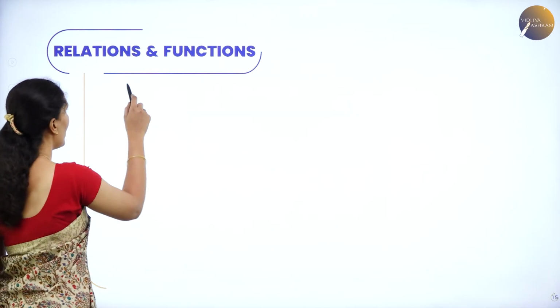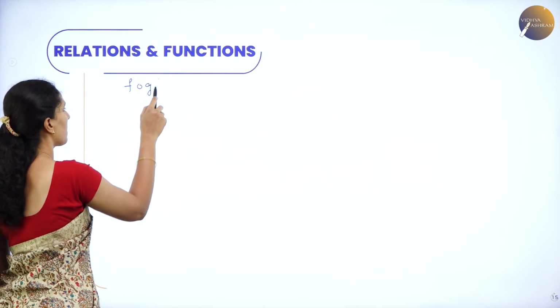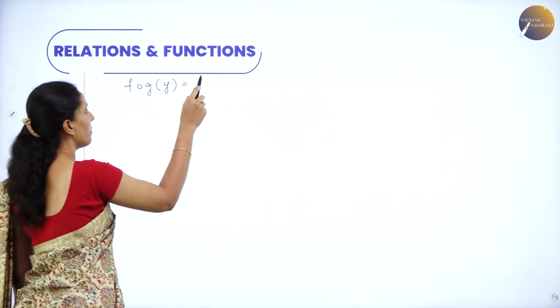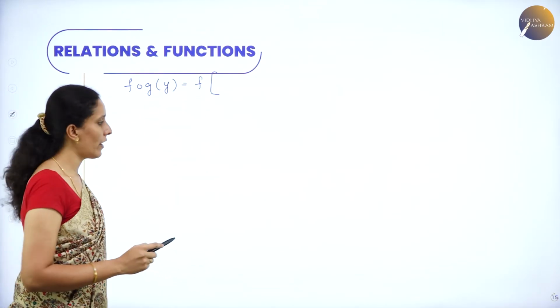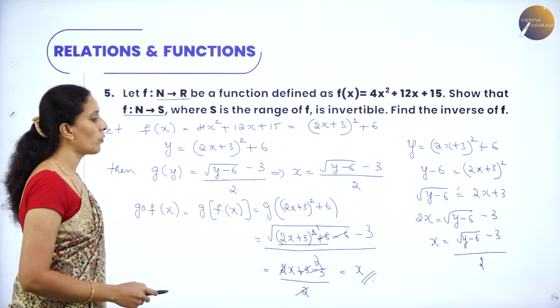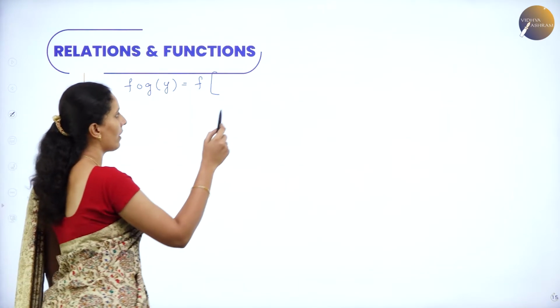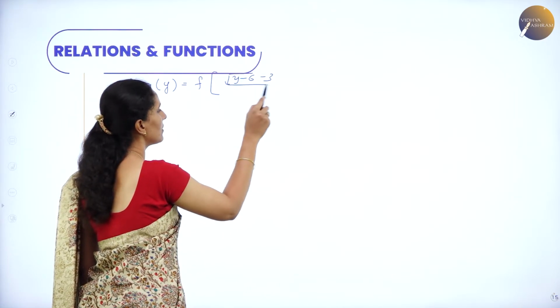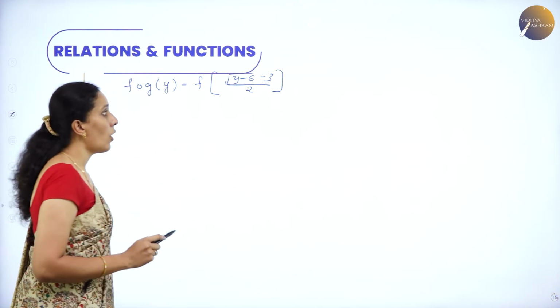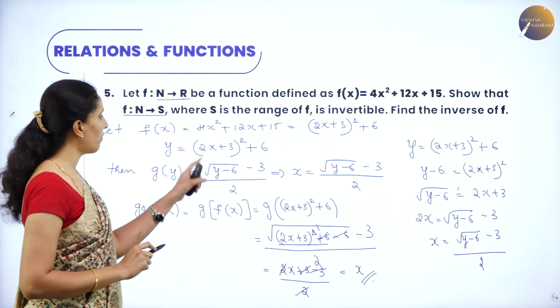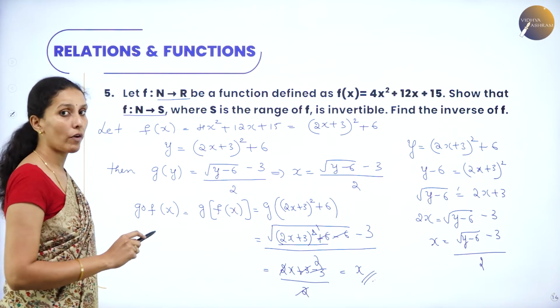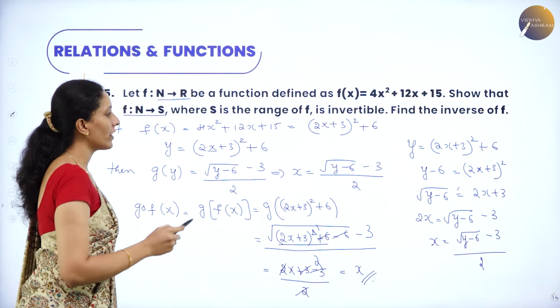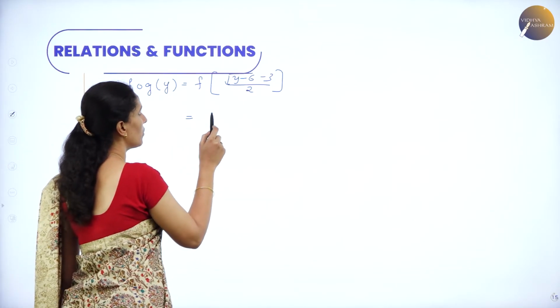Now let's verify f naught g of y. So f naught g of y means f of g of y we have taken. It is root y minus 6 minus 3 divided by 2. So root y minus 6 minus 3 divided by 2. So how is f defined? f is defined in the form of 2x plus 3 whole square plus 6. So in the place of x, you have to replace this.